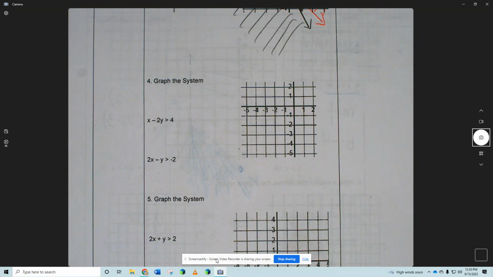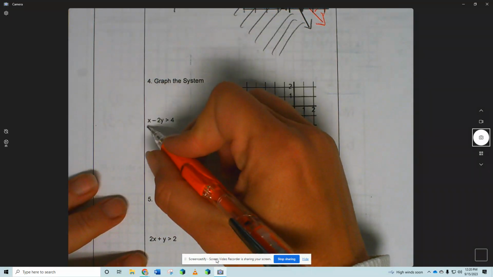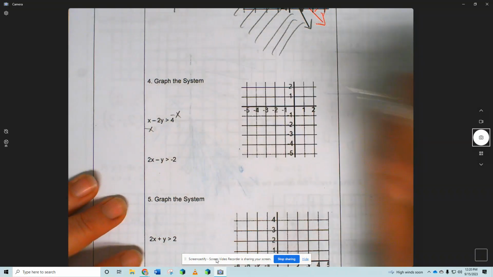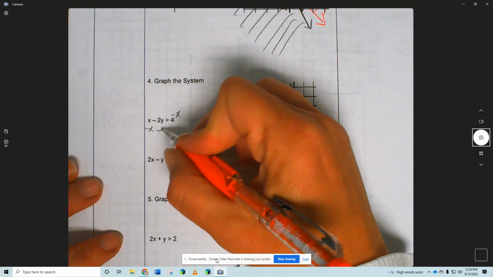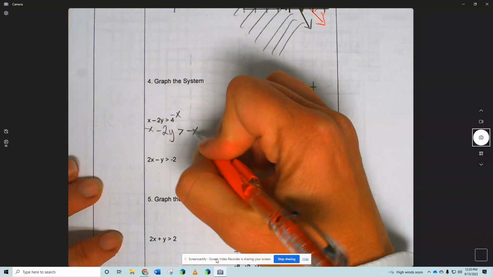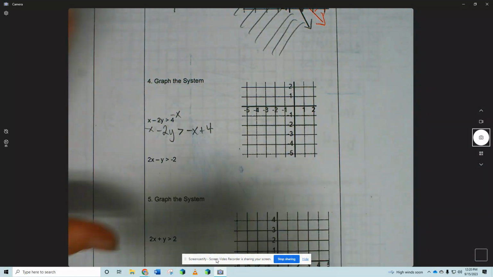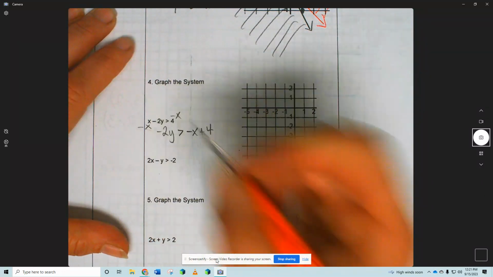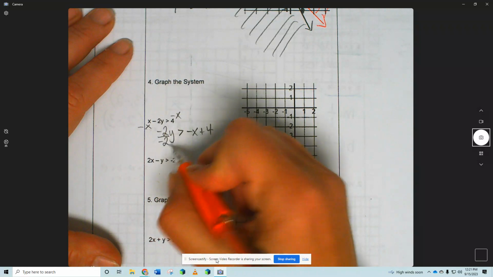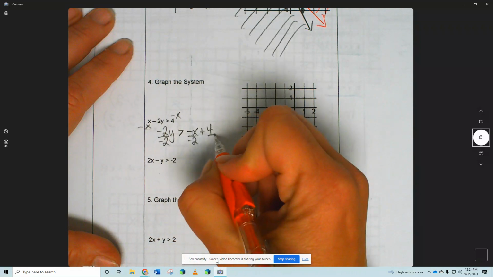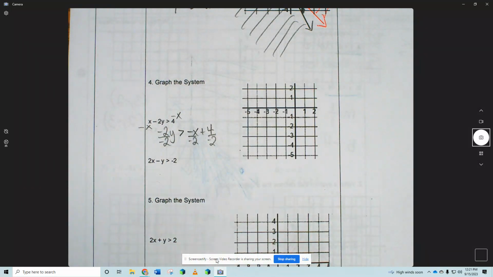Number 4. Change them to y equals mx plus b first, please. So minus x. Negative 2y is greater than negative x plus 4. And then divide by negative 2. When you divide by a negative on an inequality, what happens?